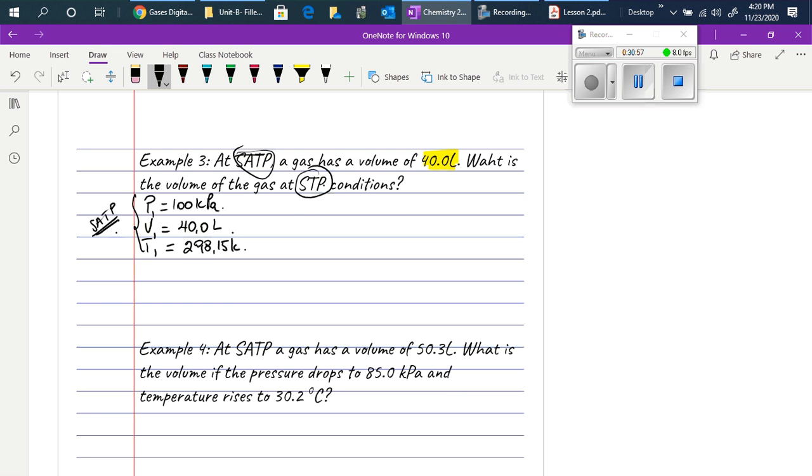We know this from the fact that we are dealing with SATP conditions. And now it is undergoing a change to STP conditions, which means that P2 will be equal to 101.325 kPa, and volume 2 is unknown. This is what we will figure out. And then temperature 2 will be equal to 273.15 Kelvin.